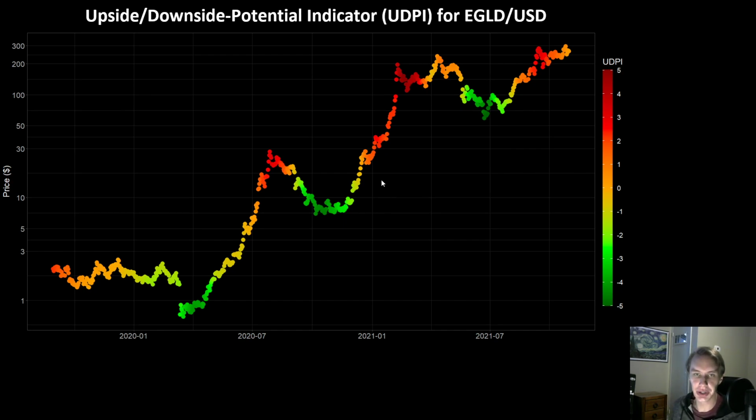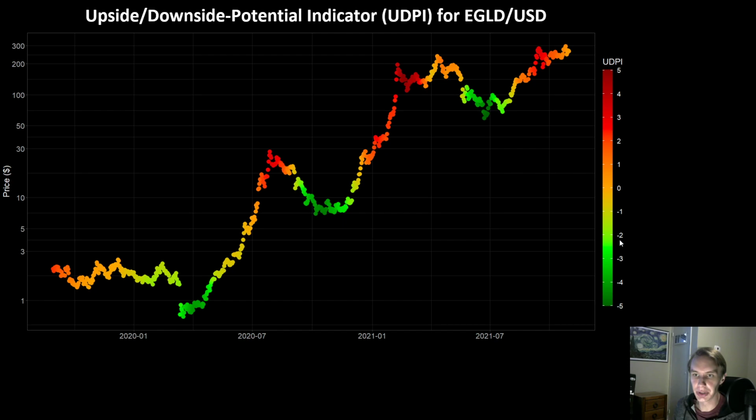So if you've been following the channel, you're probably quite familiar with this type of graph, but in brief, what I'm showing you here is the price of EGLD across time. Each dot here is a day and it's color coded to the output of our risk model, the upside downside potential indicator, or UDPI for short.